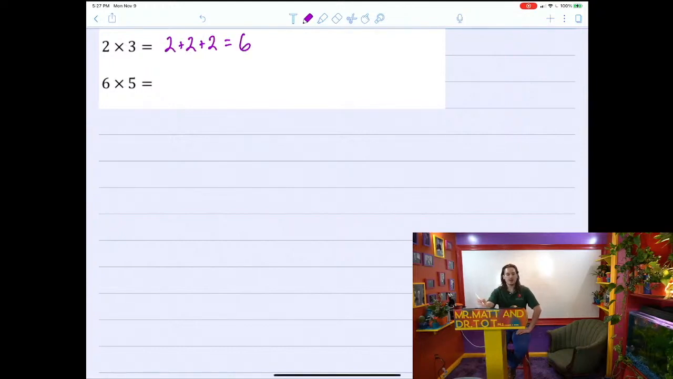6 times 5, that's going to be 6 plus itself 5 times. So 6 plus 6 plus 6 plus 6 plus 6. 6 plus 6 is 12. 12 plus 6 is 18. 18 plus 6 is 24. And 24 plus 6 is 30. So 2 times 3 is 6, and 6 times 5 is 30.